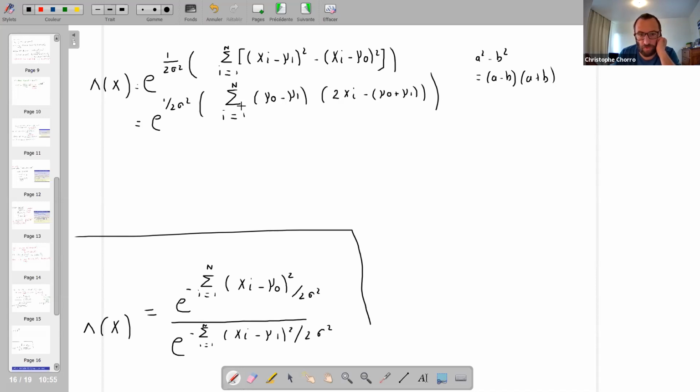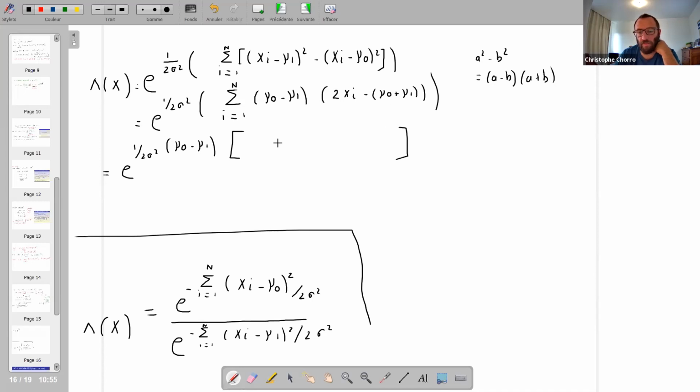So I can remove this one from the sum because it's independent of i, and I obtain at the end exponential of 1 over 2 sigma square multiplied by mu0 minus mu1. I put this one outside, that's why I obtain it here. And then I have this sum here to compute.